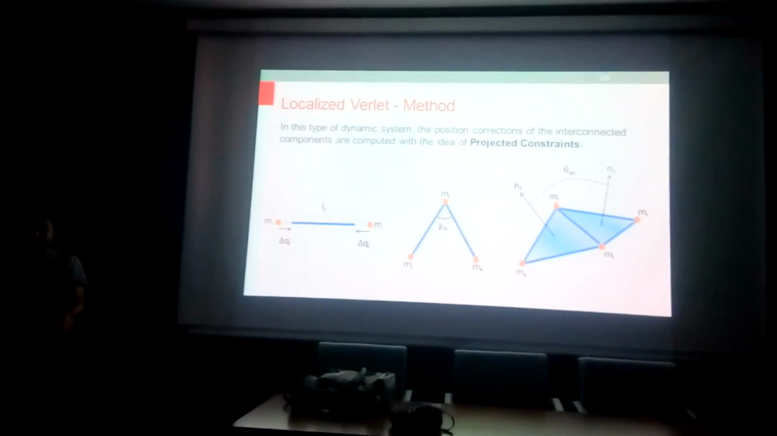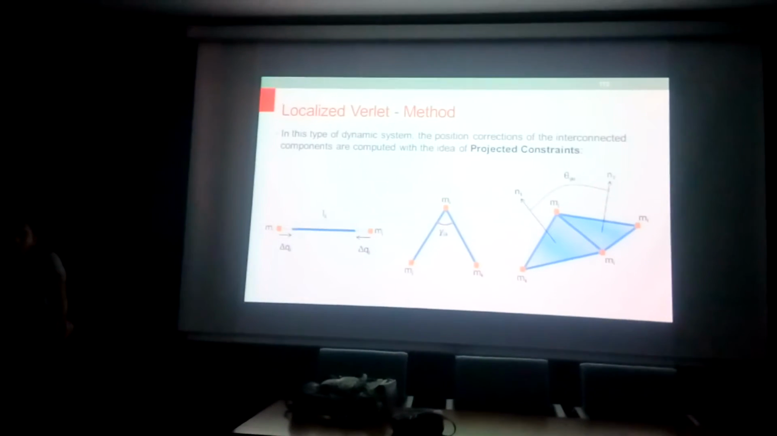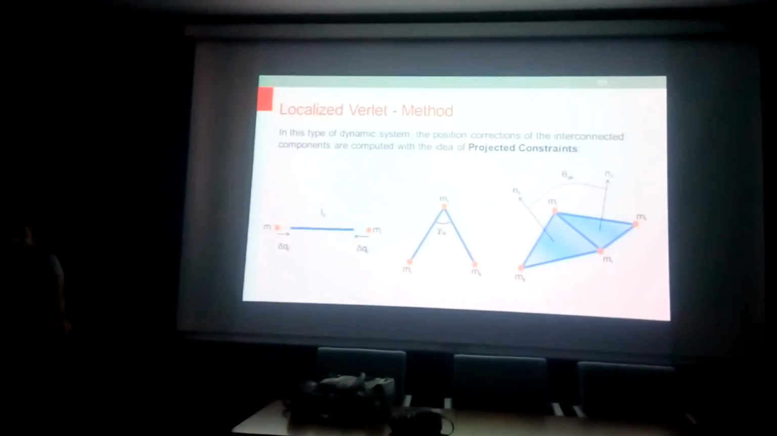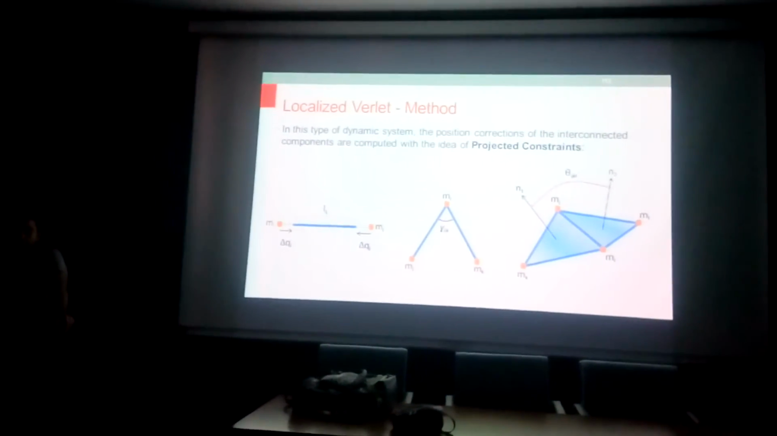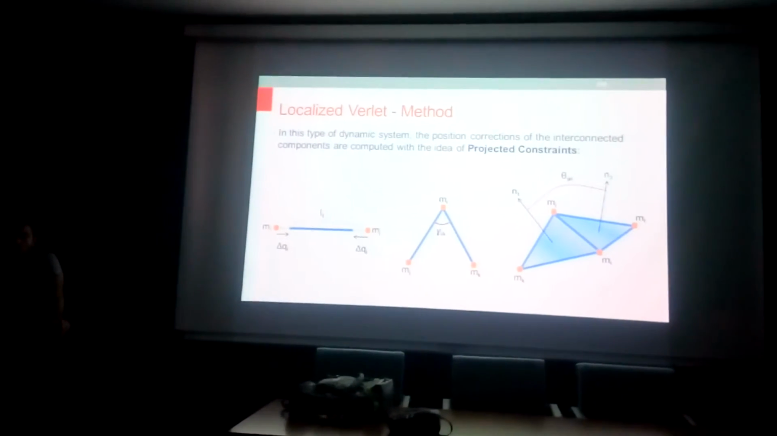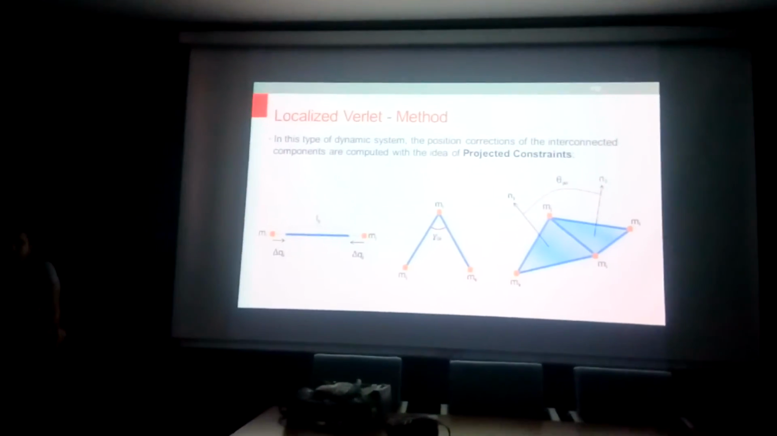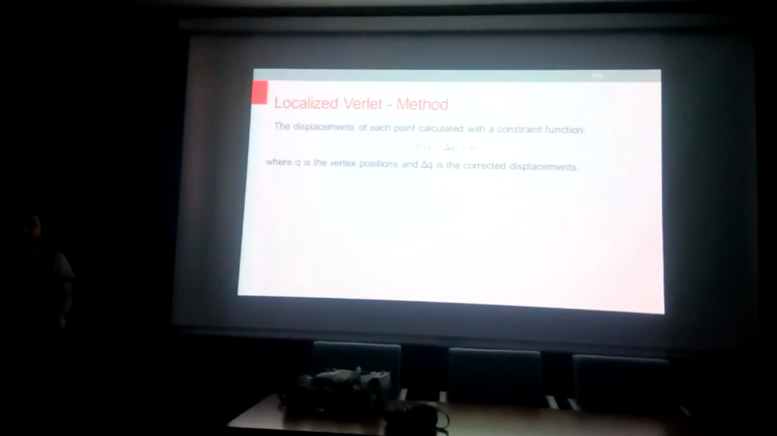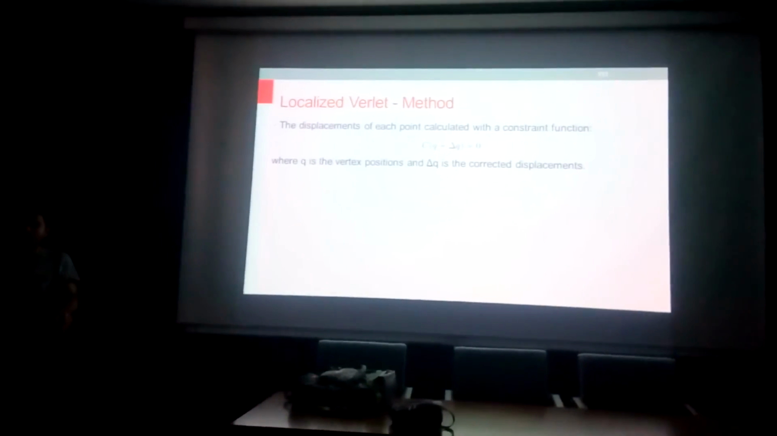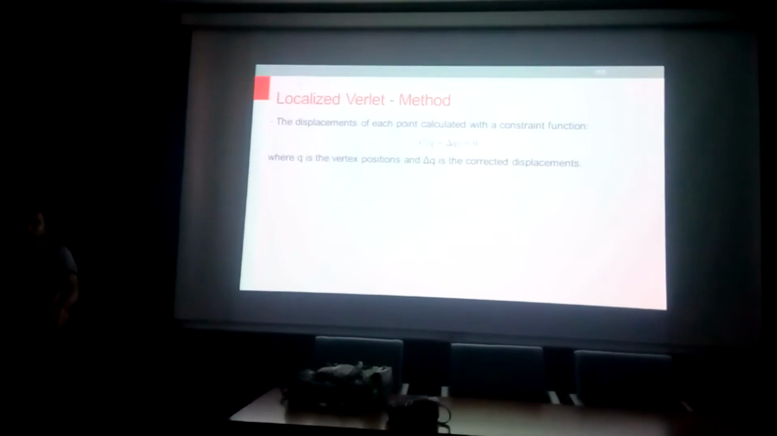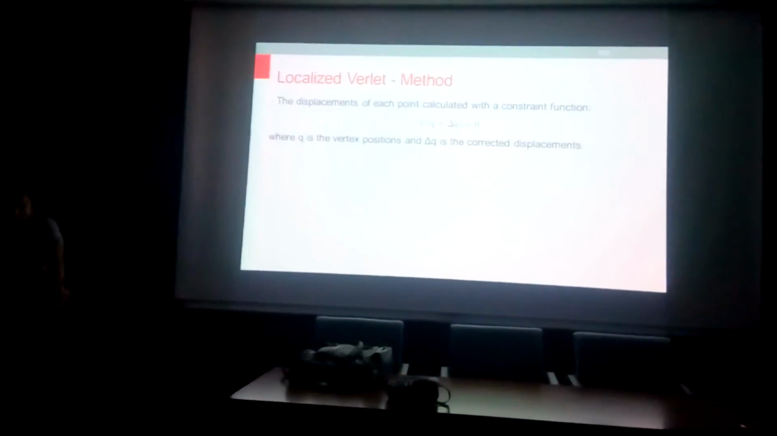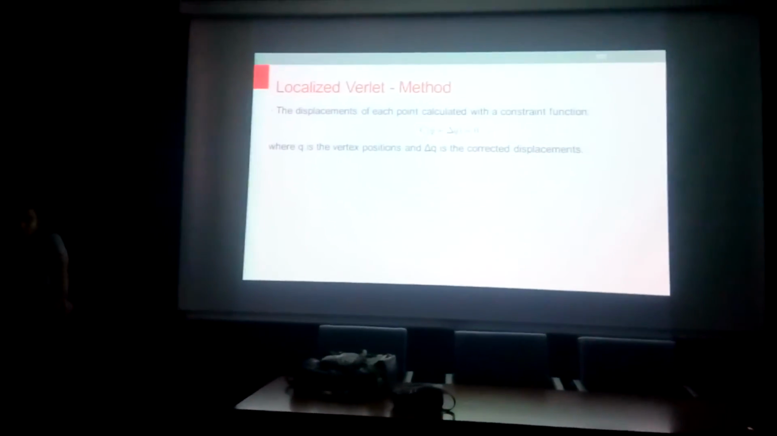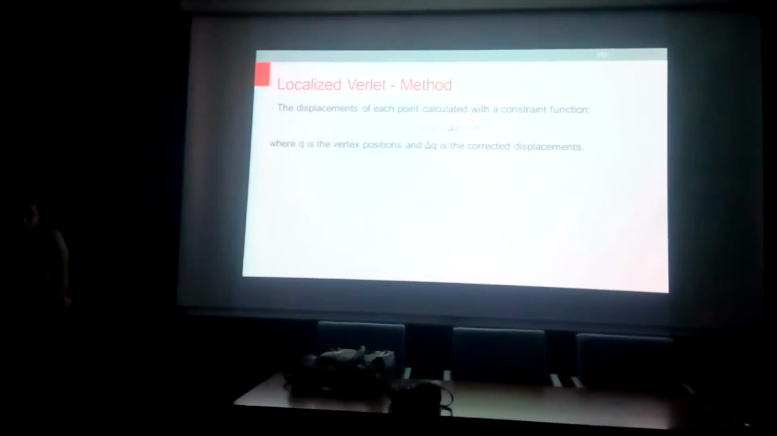In this type of dynamic system, the position corrections of the interconnected components are computed with the idea of projected constraints. From left to right, the image shows the projected constraints for stretching, shearing, and bending. The displacements of each point are calculated with a constraint function in this form, where Q is the vertex positions and delta Q is the corrected displacements.